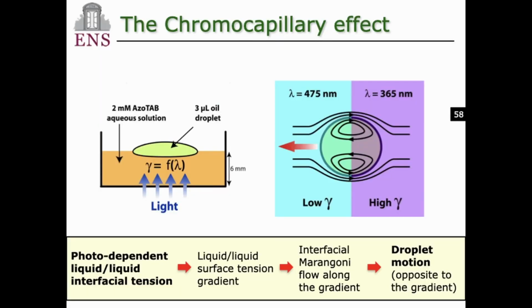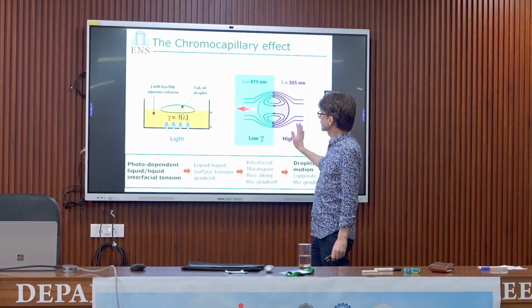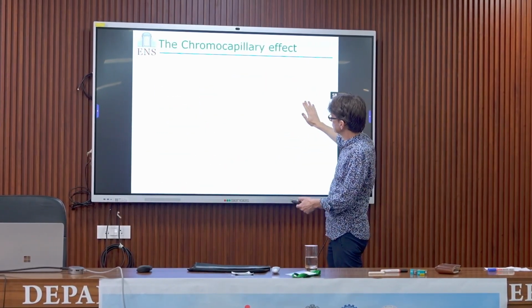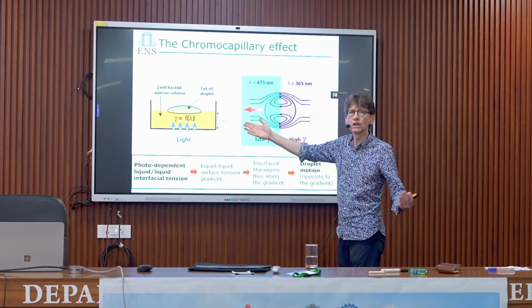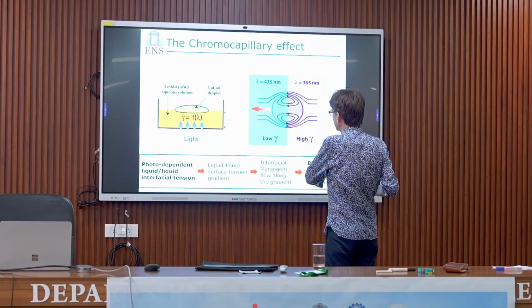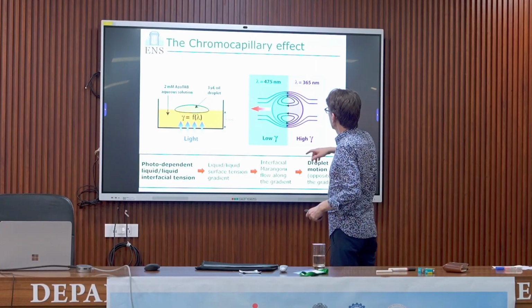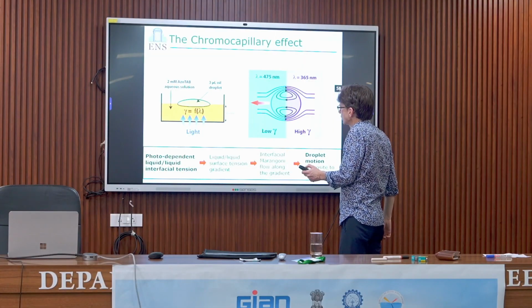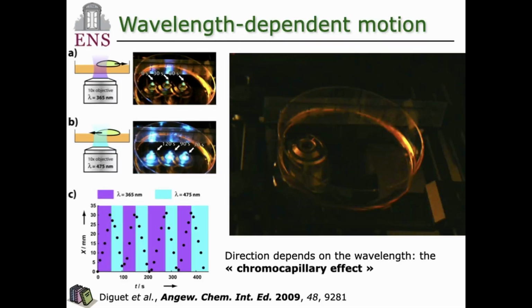So we described this first concept of chromocapillary effect, where the wavelength makes a gradient. So we just put a difference of light, UV and blue. UV has a higher surface tension, so you have a higher surface tension here, lower surface tension here. So like the swimming I showed yesterday, if you have your gradient toward the high surface tension, then you have to go in this direction, okay? So my swimming is like that. So this is the first experiment.